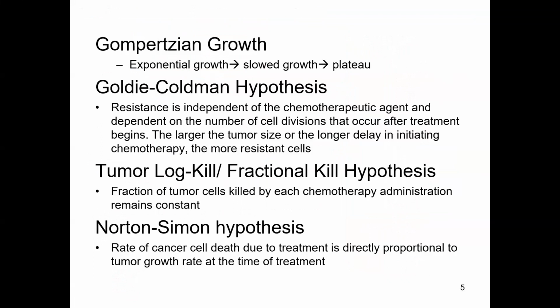All right, so since we're talking about cytotoxic chemotherapy, I just wanted to go over some quick background. Gompertzian growth is exponential growth followed by slow growth versus plateau. So this is the way tumors grow. It's kind of like an S curve. So it's really fast and then it flattens out, or it slows down and it plateaus. Resistance is independent of the chemotherapy agent used and depends on the number of cell divisions after treatment. So really that means the larger the tumor size and the longer the delay in initiating chemotherapy, the more resistance you're going to have, which seems to make sense.